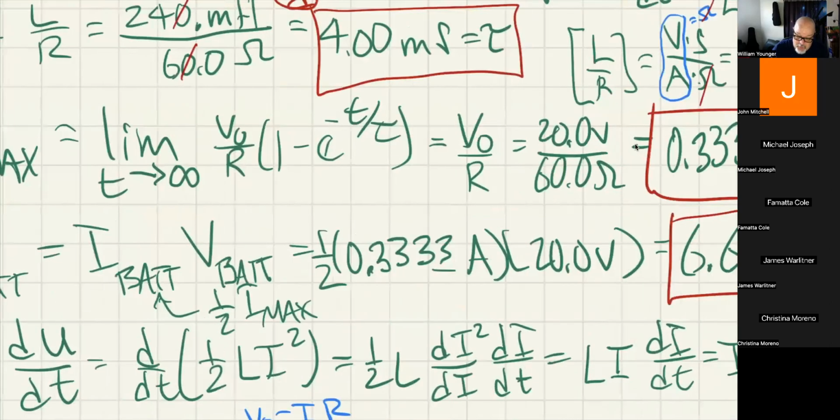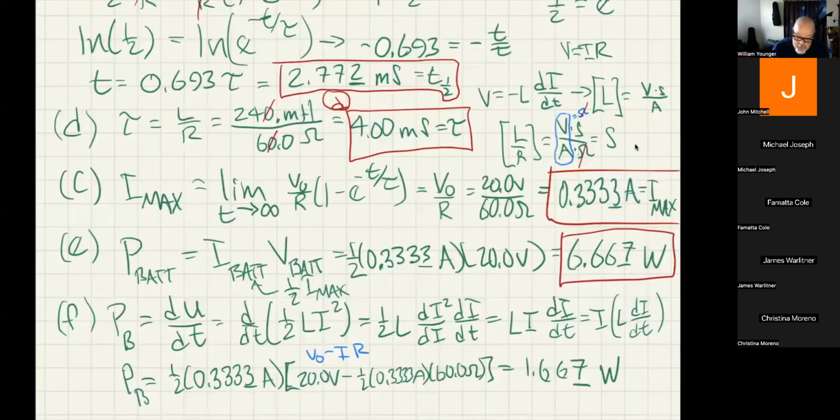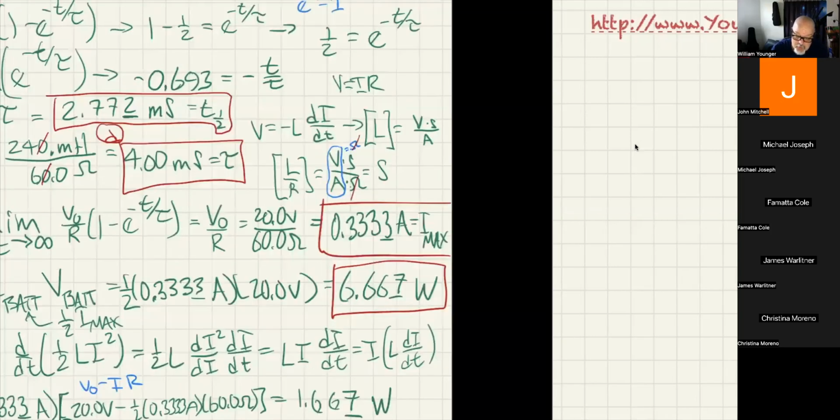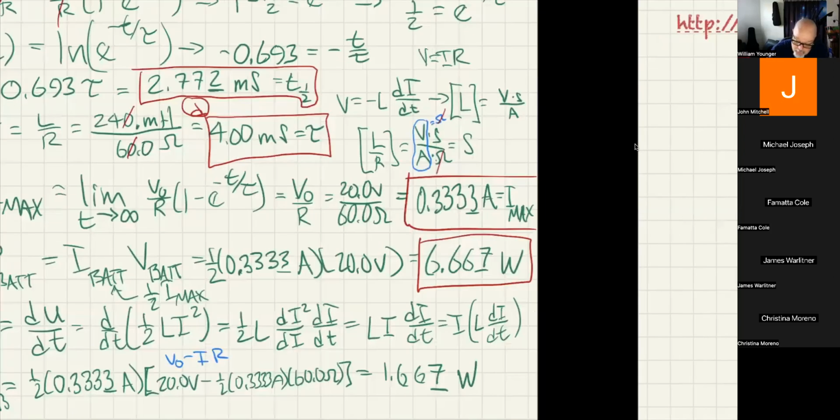That was I max, the 0.3333, but we're supposed to be working this for the battery at the time, the 2.772 milliseconds, and that was the time at which the current was half that. So I'm going to erase this, and of course make it 0.5 times 0.3333 times 20. Notice the 0.5 times 20 makes it really easy, because that's just 10 times 0.33. So this is going to be 3.333, and that covers my extra sig fig.